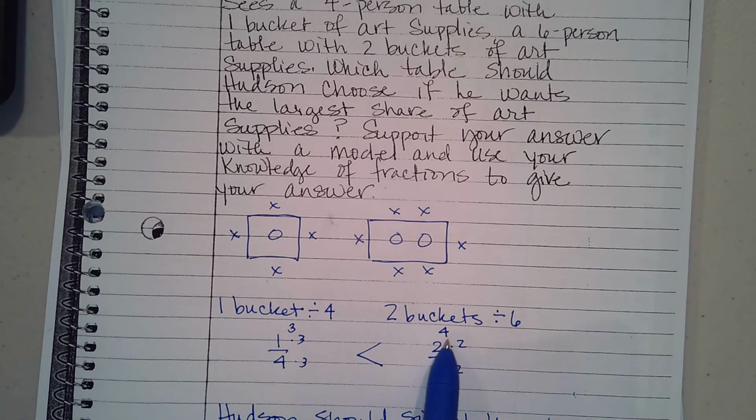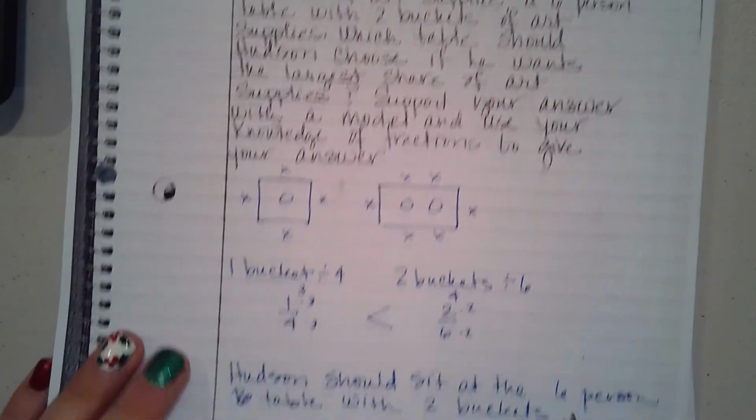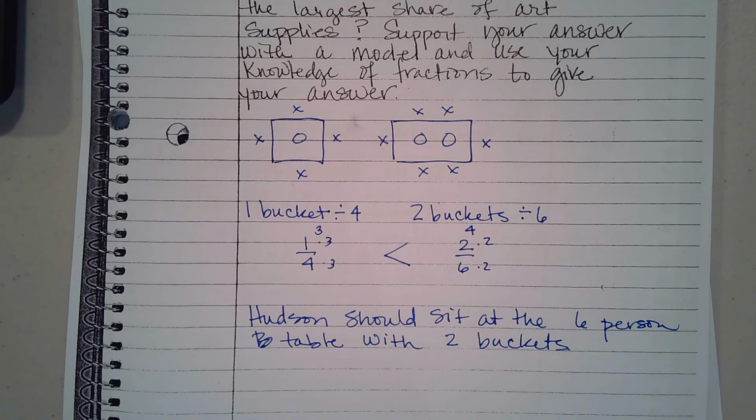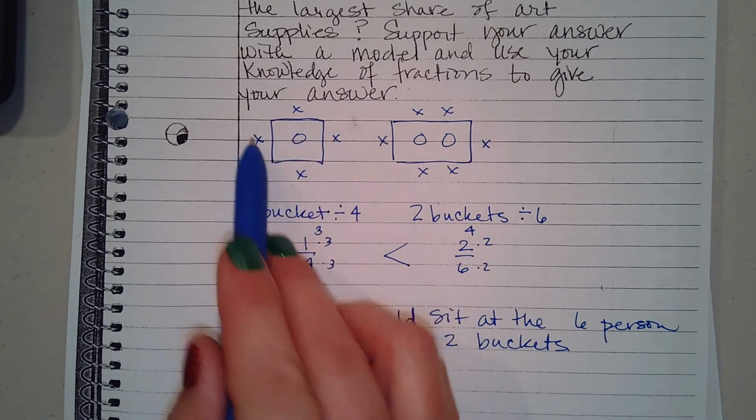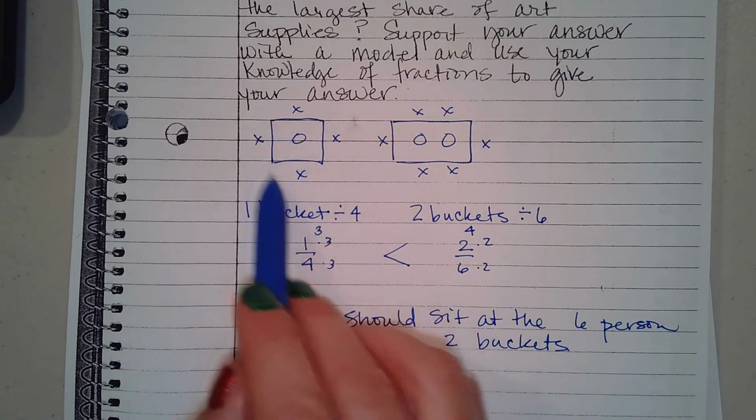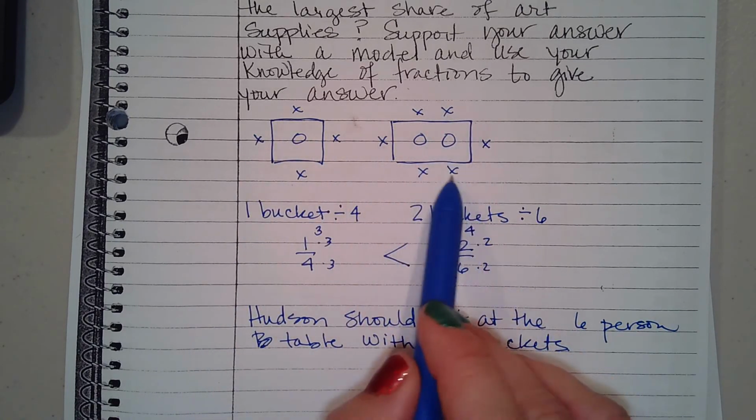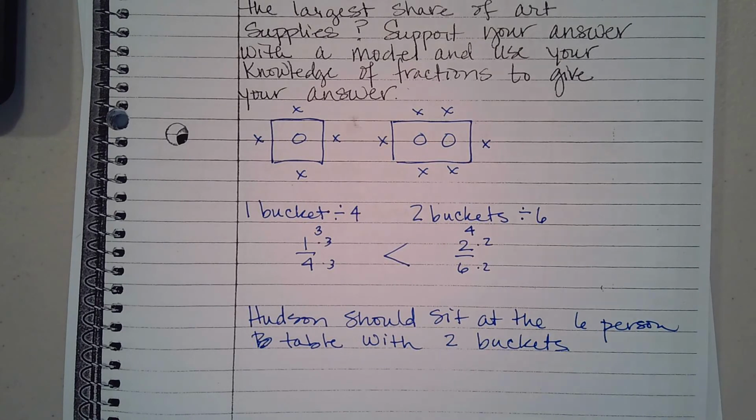1/4 is less than 2/6. So Hudson should sit at the 6-person table with 2 buckets. At the first table he has to share by 4. This one you only have to share by 3. All right, that'll do it for our fluency. Come back for concept development.